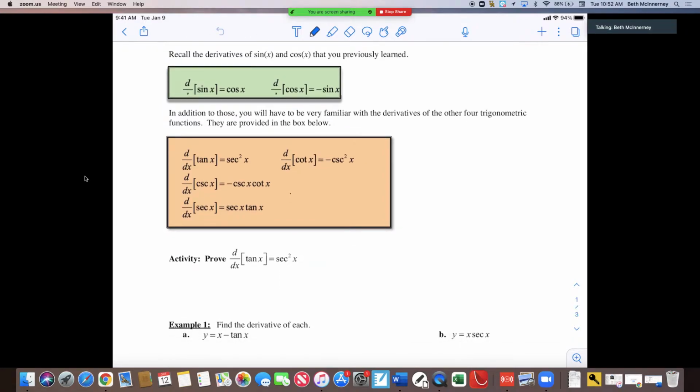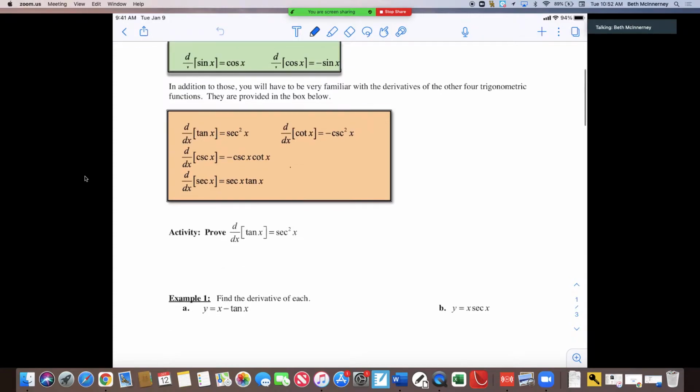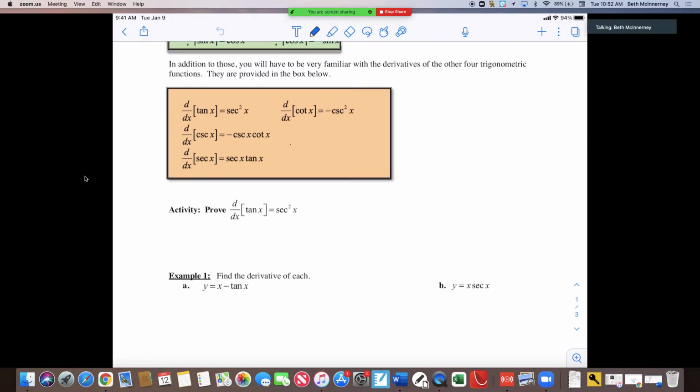Derivative of tangent is secant squared. Derivative of cotangent is negative cosecant squared. Derivative of cosecant is negative cosecant x cotangent x. And derivative of secant x is secant x tangent x. I'm going to prove the first one, and then the other three, you could actually do the proof by yourself.